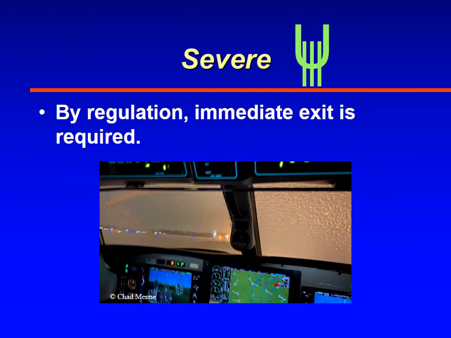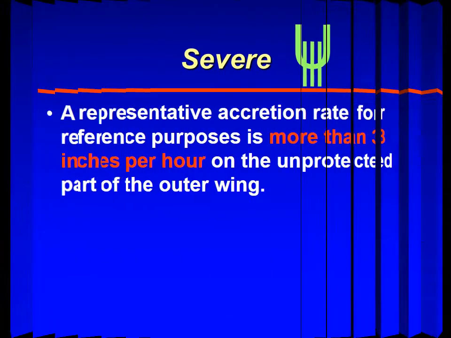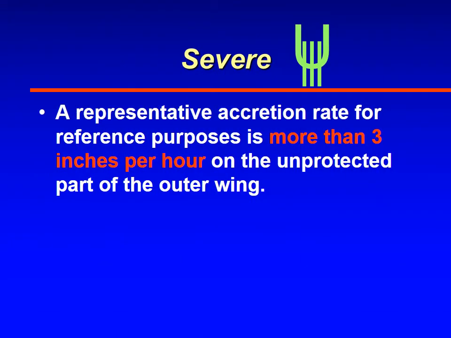Aircraft are not certified for flight into severe icing, so by regulations, if you get into severe icing, you need to get out immediately. The rate of accumulation is more than 3 inches per hour on unprotected surfaces. That's a lot of ice. If you're in severe icing for an hour, that means that you have more than 3 inches on the wing. Typically, if you start experiencing severe icing, you get out right away.